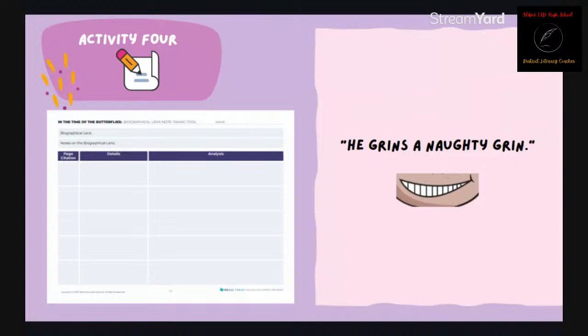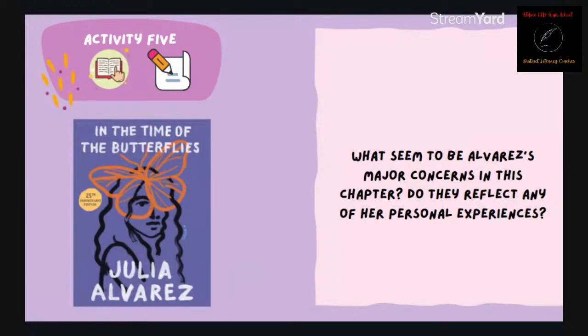Next, students use their annotations to complete an entry in the biographical lens note-taking tool that analyzes Julia Alvarez's diction and the characterization of Trujillo in the line, "He grins a naughty grin," before sharing responses with the class. This lesson concludes with students finishing Chapter 6, thinking about the question on the screen as they read. What seem to be Alvarez's major concerns in this chapter? Do they reflect any of her personal choices? And adding new or interesting words they encounter in their vocabulary journal.